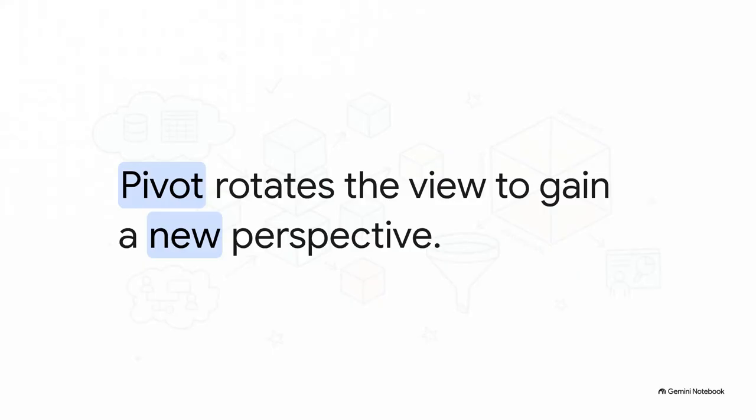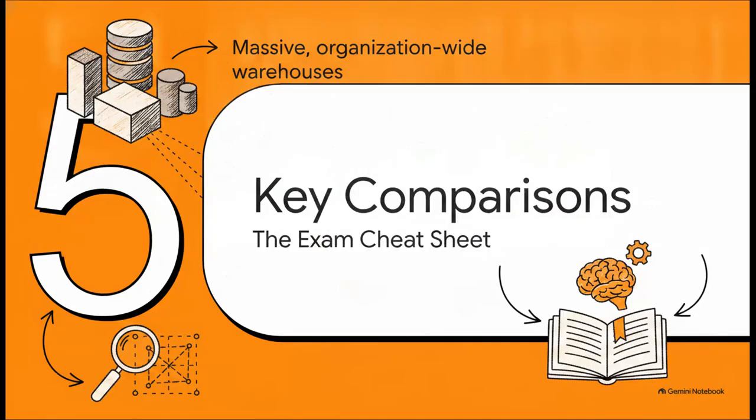Our fifth and final operation is pivot, which is also known as rotation. Pivot rotates the current view of the OLAP data to obtain a new perspective. Now, the underlying data hasn't changed at all, but let's say you just sliced a flat layer off your data cube. You can then pivot that layer to flip your rows and columns. It gives you a totally fresh perspective on the exact same numbers, making it so much easier to spot new trends.